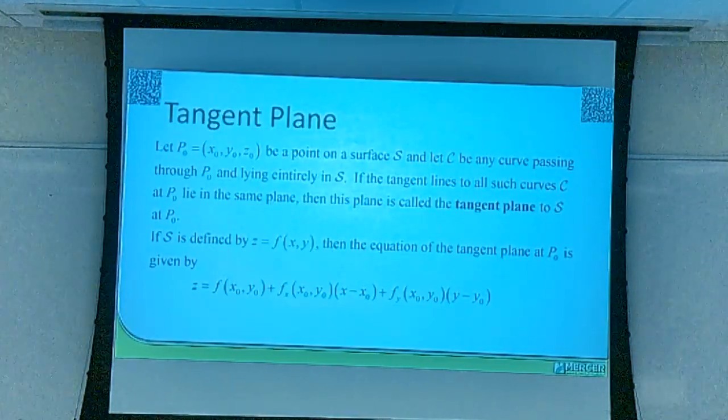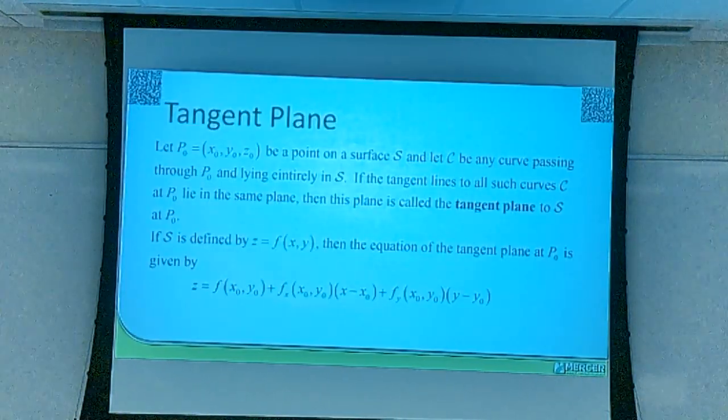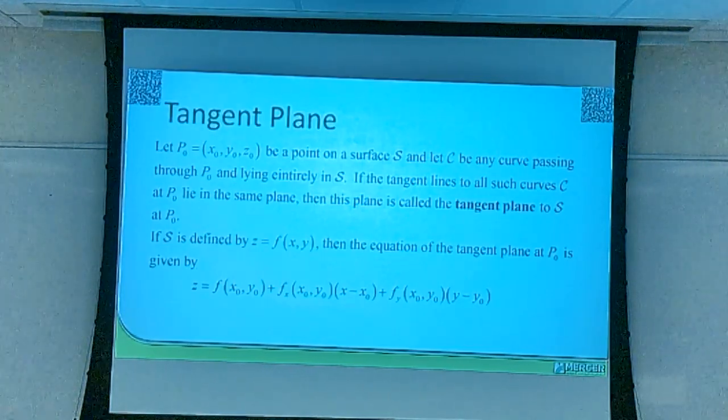Tangent planes are very similar to tangent lines, except tangent lines are for curves, while tangent planes are for surfaces. It's just a plane that is tangent to a surface at the point. More formally, it is the plane that contains all of the lines that are tangent to the surface at that point. So it's a collection of lines. And that's the equation of the tangent plane.